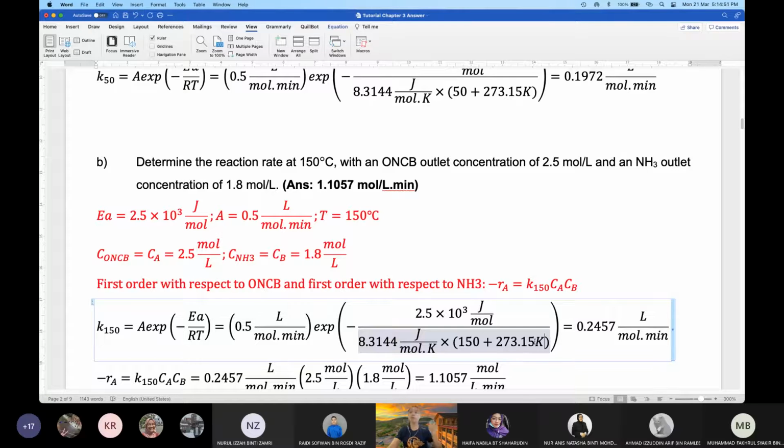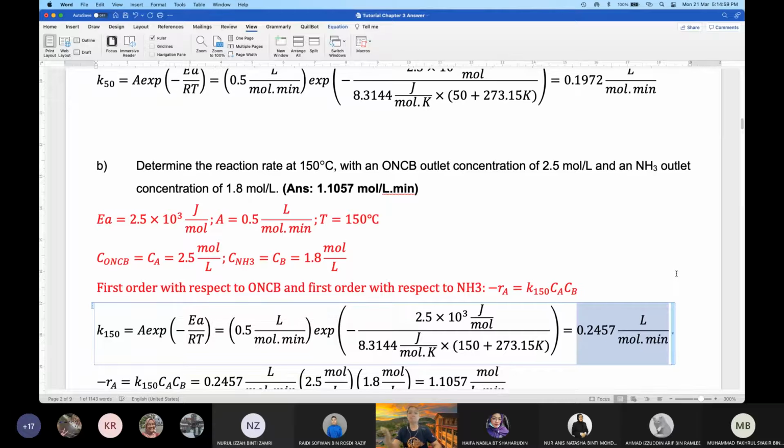Okay, so when you recalculate the K at the new temperature, you will get 0.2457 liter per mole minute. Now there is one more way for you to check whether your calculation is correct or not. You do remember I taught you in chapter 3, right? The K value actually increases with temperature. Again, I repeat, the value of K will actually increase with temperature.